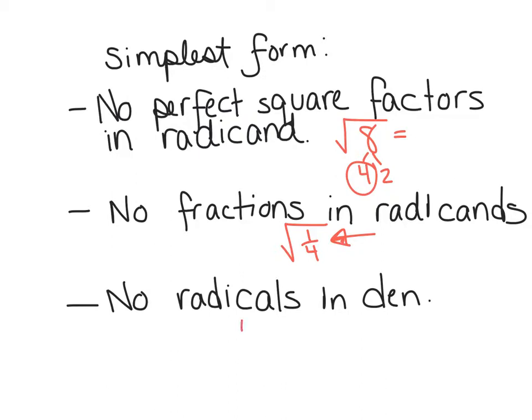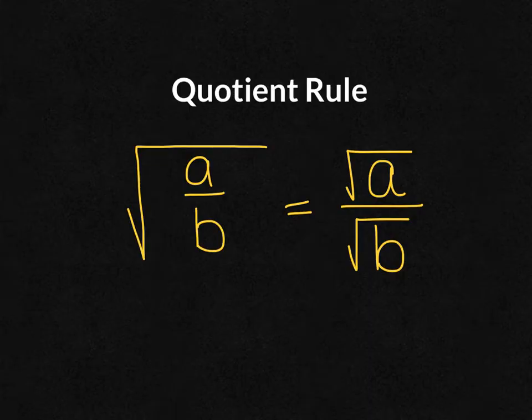And the final thing is you couldn't have something like 1 over the square root of 2 because it's a no-no to have a radical in the denominator. Remember, this process to get rid of it is called rationalizing the denominator. So the quotient rule says the square root of a divided by b is equivalent to the square root of a over the square root of b. So let's put this into practice.